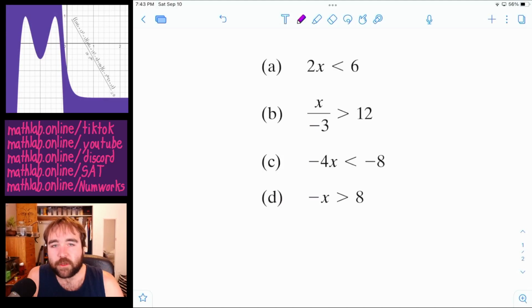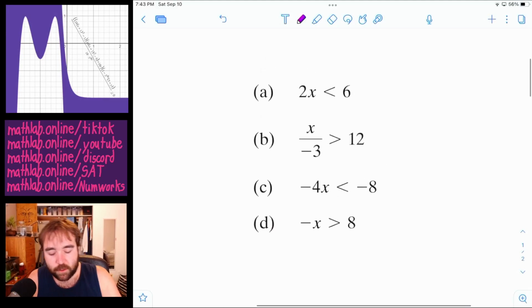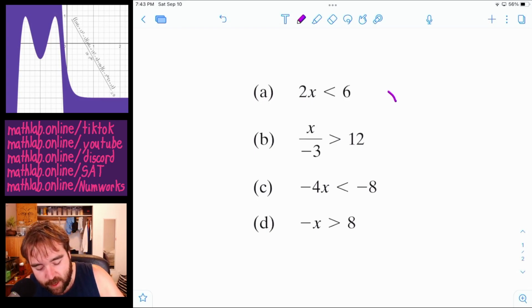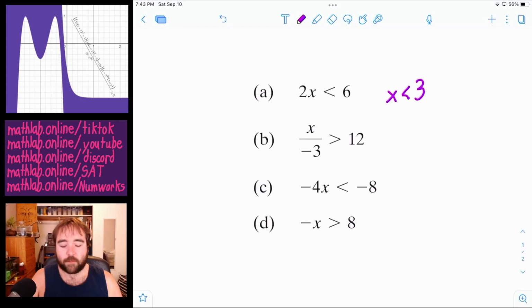So solving inequalities, you solve them just like equations. So when we take a here, we're just going to divide both sides by 2. We're going to get that x is less than 3. And that's an answer. So it depends on how you want to write your answer. So that's like writing your answer as an inequality, I suppose.